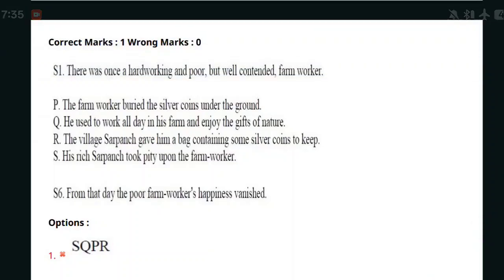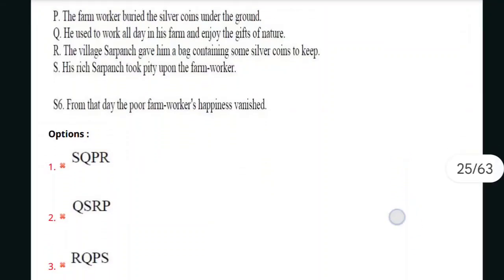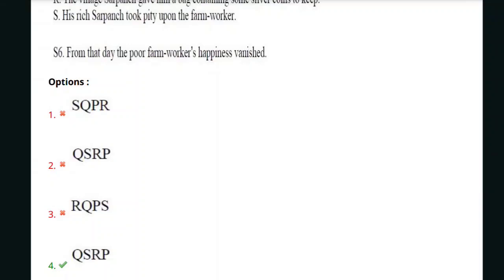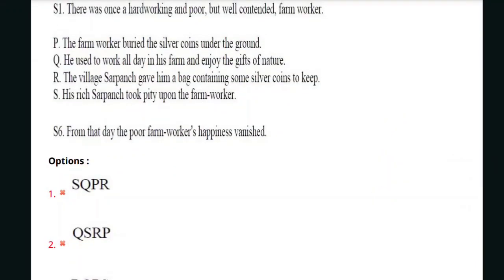So we need to find the correct order of these statements. The options are: the farm worker buried the silver coins under the ground. He used to work all day in his farm and enjoy the gifts of nature. And R, the village serpent gave him a bag containing some silver coins to keep. His rich serpent took pity upon the farm worker. From the day the poor farm worker's happiness vanished. And here they gave us options: SQPR, QSRP, RQPS and QSRP. So the correct answer here is QSRP.